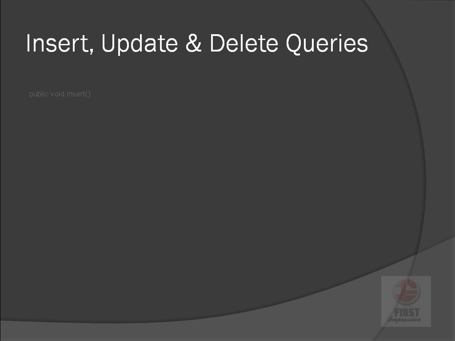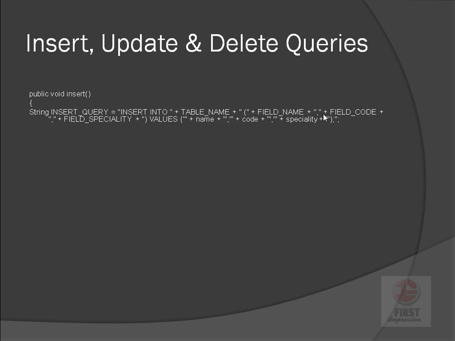After this, we'll have the insert query. So we'll say public void insert. Insert query is very easy. We'll say insert into the table name, field name, field code and field specialty, values. Now the name is a string, so the string will be in a single quote. So before name we have to have a single quote.